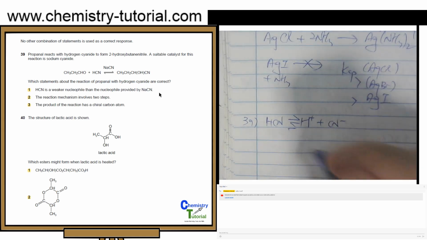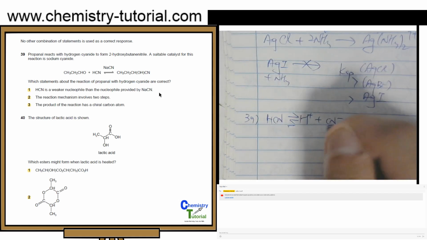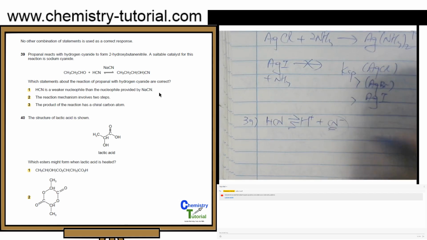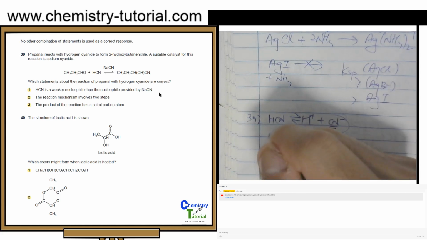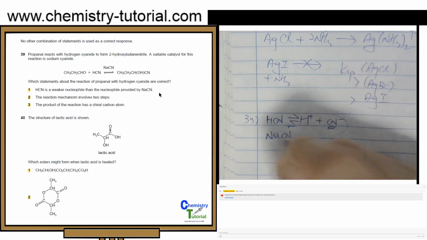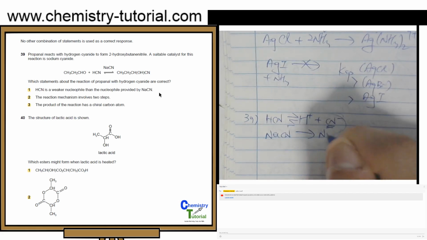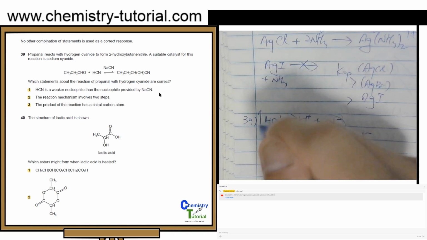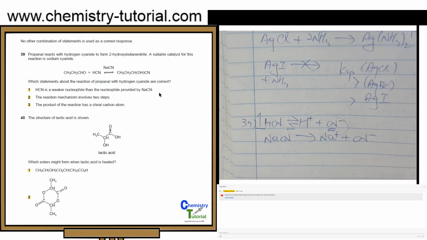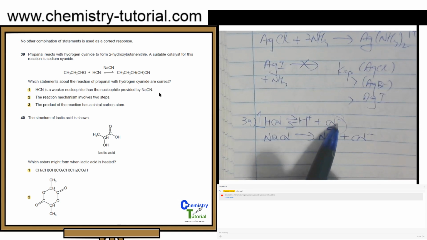Hence, the concentration, that means the amount of cyanide ion generated from HCN, will be lower compared to, say, NaCN. Because NaCN, also sodium salts, are soluble, so it's going to give you a lot more cyanide ion. Imagine you use 1 mole of HCN, it will give you less than 1 mole of cyanide ion.